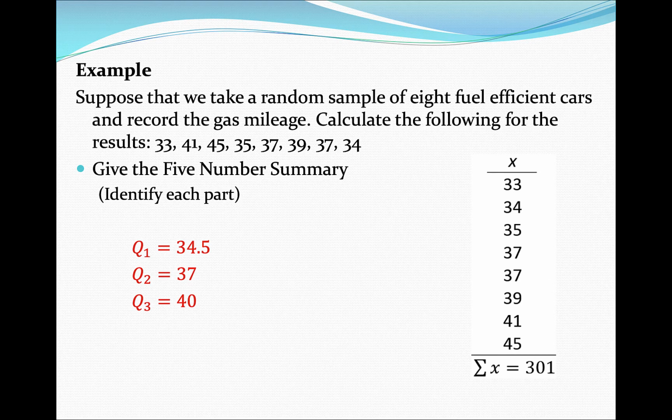Notice that this has divided our data set up into 4 equal parts. We have 33 and 34, then we have Q1. We have 35 and 37, then we have Q2. We have 37, 39, then we have Q3, then we have 41 and 45. So we basically have 2 data points in each 25% portion of how we broke this up with the quartiles. So that is the start of the 5-number summary.